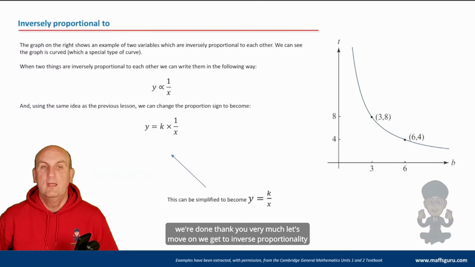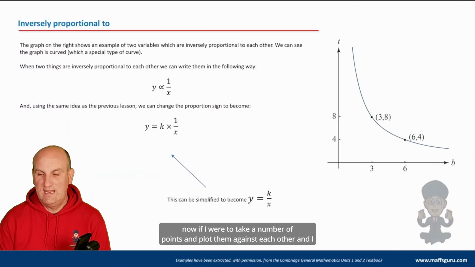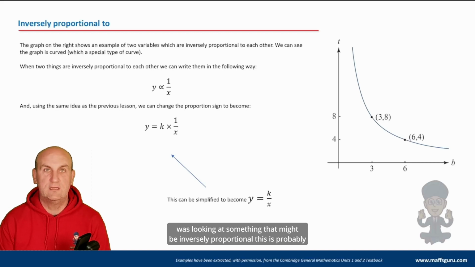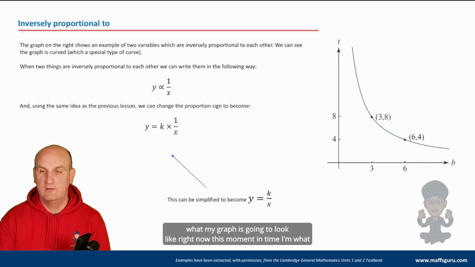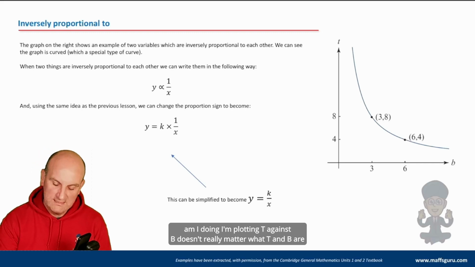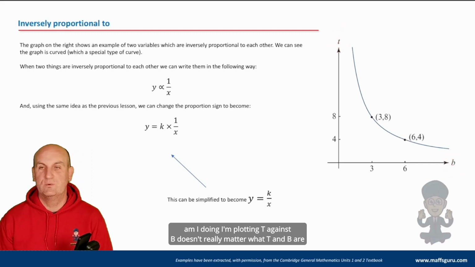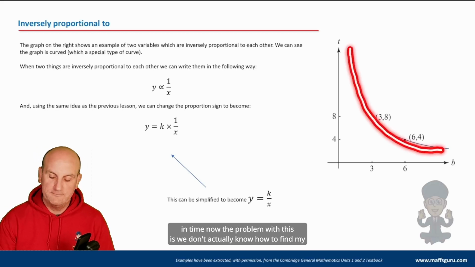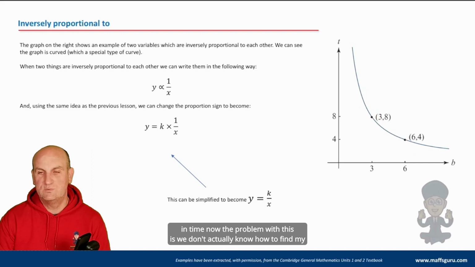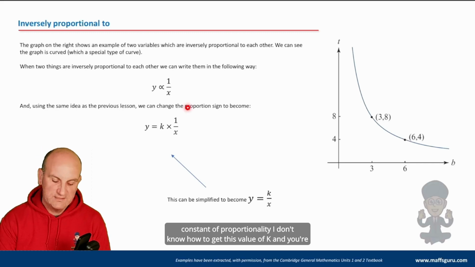Let's move on. We get to inverse proportionality. Now, if I were to take a number of points and plot them against each other, and I was looking at something that might be inversely proportional, this is probably what my graph is going to look like. At this moment in time, I'm plotting T against B. It doesn't really matter what T and B are, they're just letters. We're more interested in this curve. Now, the problem with this is we don't actually know how to find my constant of proportionality. I don't know how to get this value of K.